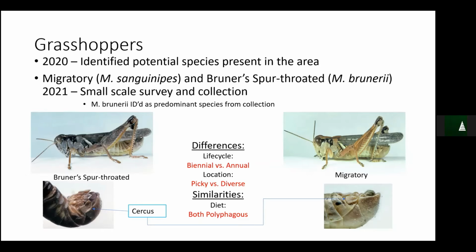And in talking to Dan Johnson, there are little tips that you can use to identify the difference between the males, or sorry, between the females as well. But some people use dissection to tell the difference between the females.